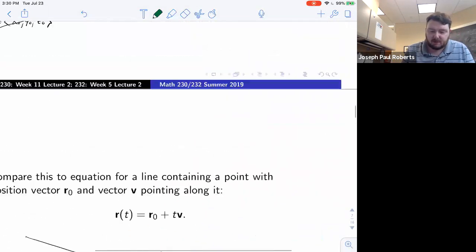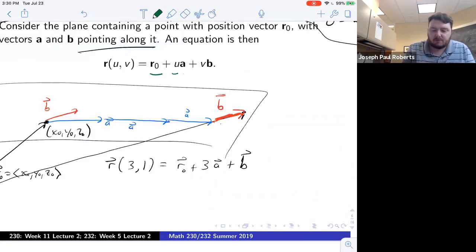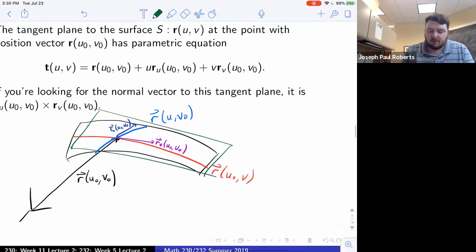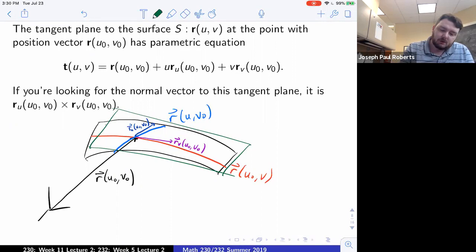So I go back to this plane equation. I do point plus one parameter times one direction plus another parameter times the other direction. Those directions that are along my tangent plane are these partial derivatives of the vector equation. And then finally, if I'm looking for the normal vector, I could take the cross product. I guess for the way I've drawn it, r_u cross r_v would actually be pointing down by the right-hand rule. But if I needed to know the perpendicular direction to that tangent plane, that's what I would do.